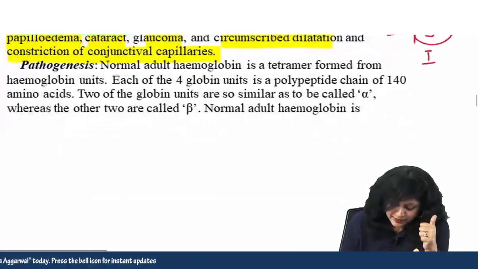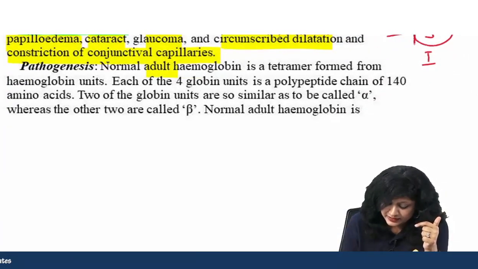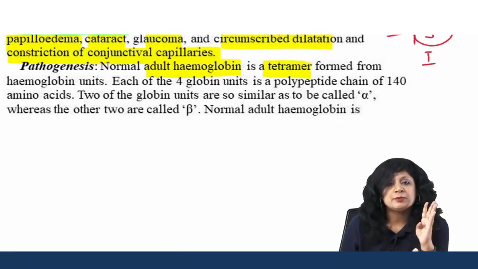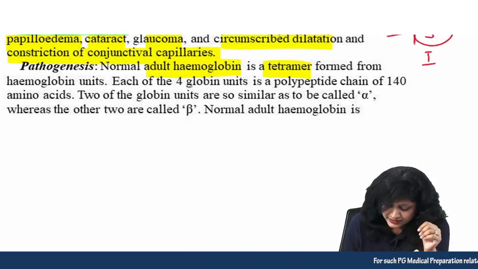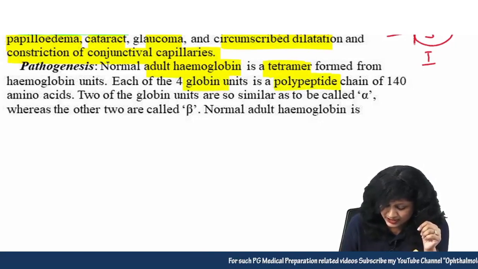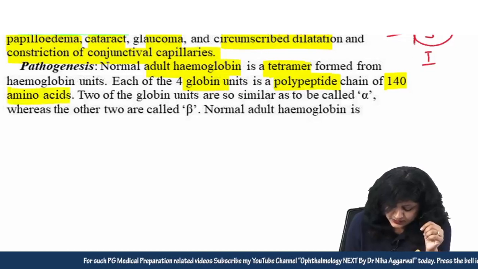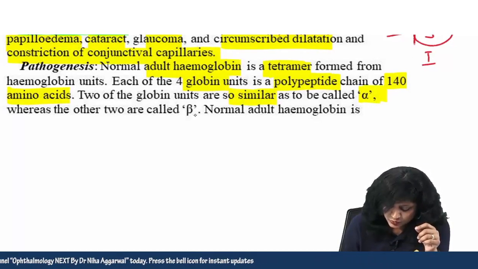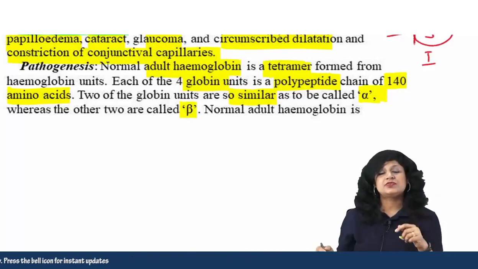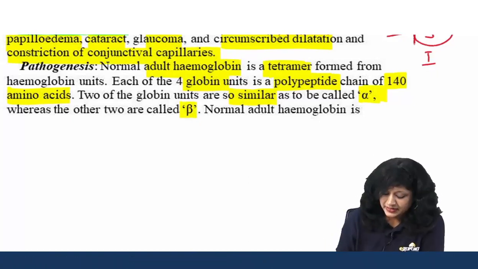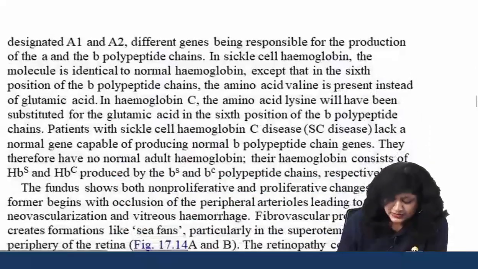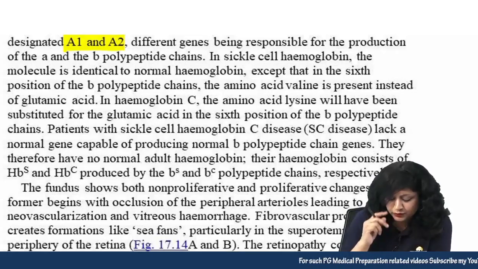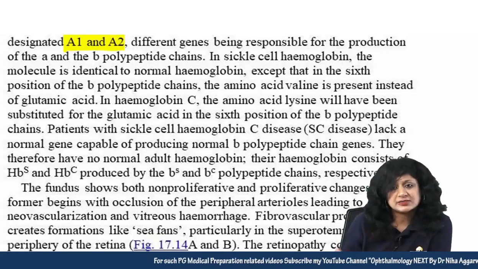Now if you look at the pathogenesis, the normal adult hemoglobin is a tetramer, and tetramer means four units. It is formed by four units, and each of the four units is a polypeptide chain having about 140 amino acids. Two of the globin units are so similar that they can be called alpha, whereas the other two are beta. So we have two alpha and two beta because of their similarity. The normal adult hemoglobin is called A1 and A2, with different genes responsible for the production of the alpha polypeptide chain as well as the beta polypeptide chain.